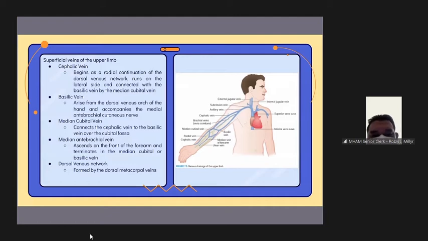Next, you have your medial antebrachial vein, which extends on the front of the forearm and terminates in the medial cubital or basilic vein. And lastly, you have your dorsal venous network. It's formed by the dorsal metacarpal veins.